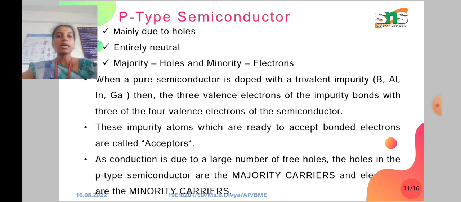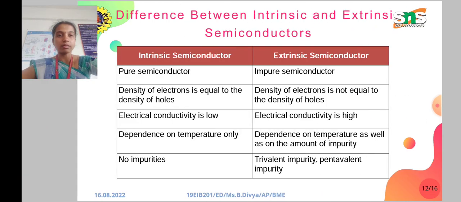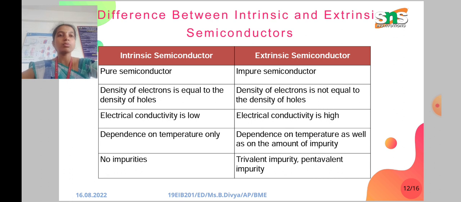As conduction is due to a large number of free holes, the holes in p-type semiconductors are the majority carriers and the electrons are the minority carriers. While in n-type semiconductors the electrons are majority carriers and the holes are minority carriers, in p-type semiconductors holes are majority carriers and electrons are minority carriers. Here is the difference between intrinsic and extrinsic semiconductors.